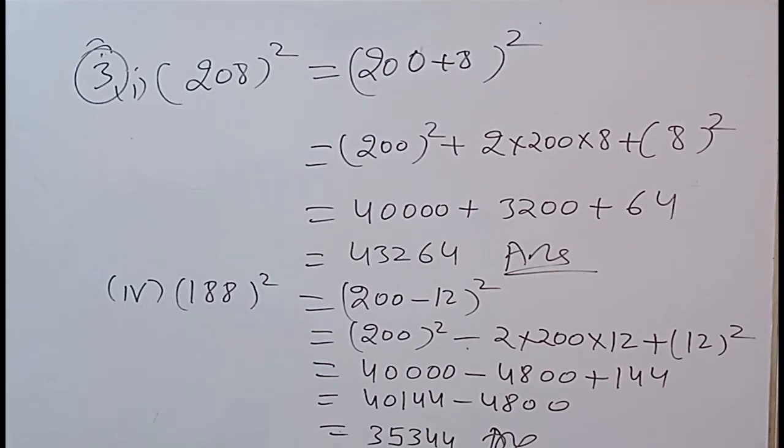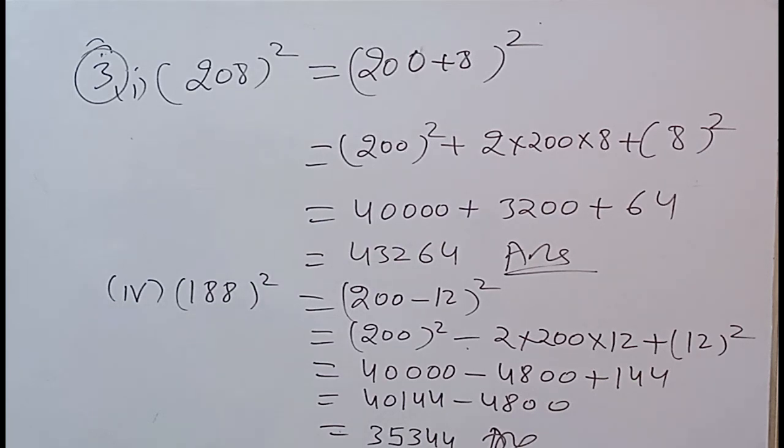Now I am taking question number 3, fourth part. So what is the sum? The sum is 188 whole square we have to find out. How can we write 188 whole square? We can write 188 whole square as 200 minus 12. What do we get from 200 minus 12? That is 188. So write in that manner. Use the formula a minus b whole square. A minus b whole square is a square minus 2ab plus b square. So write in that manner.